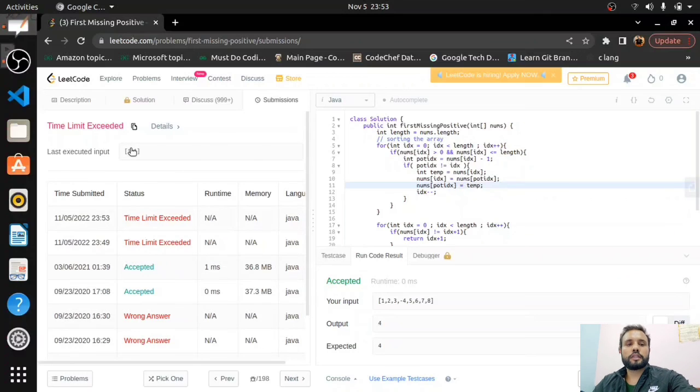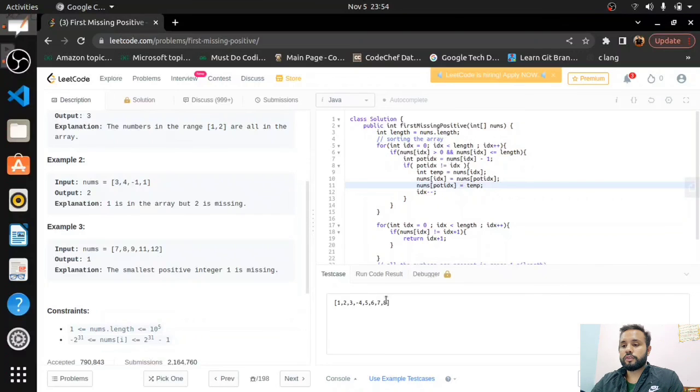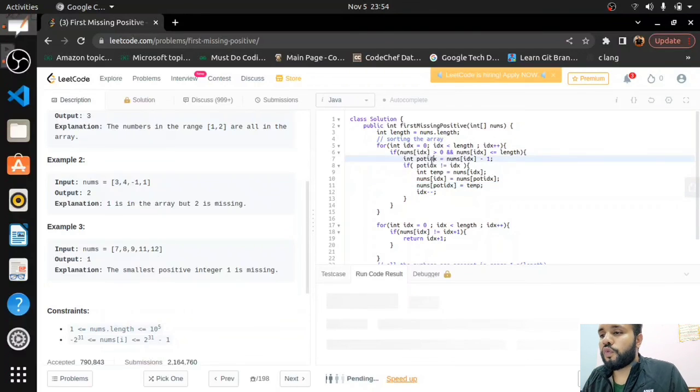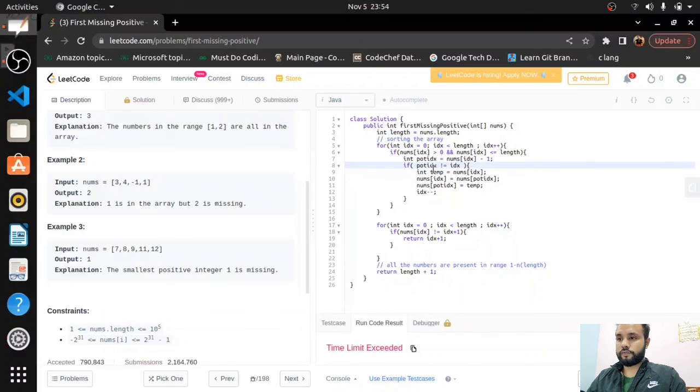Acha, they are giving this output also, for which it is failing. Sorry, not output, input. 1 comma 1. Oh, I got it. We do not have to check this, we have to check the numbers, because the numbers are repeated. I got it.